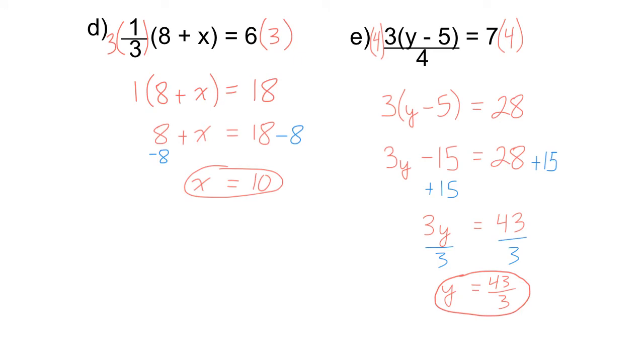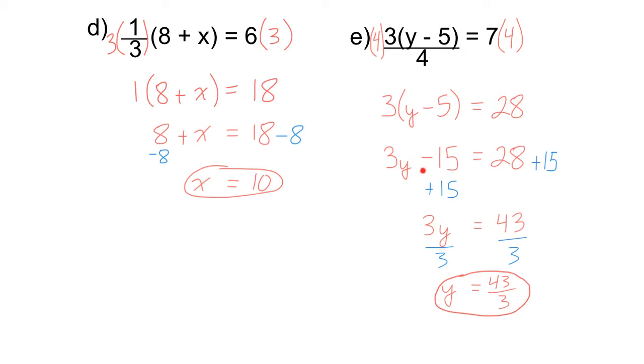For this next one, I have to start by eliminating the fraction, so multiply both sides by the denominator, the 4. These 4's cancel each other out, so I'm left with 3 times y minus 5 on the left. 7 times 4 is 28 on the right. Now I have brackets, so I have to eliminate the brackets by expanding. 3 times y is 3y. 3 times minus 5 is minus 15. So I have 3y minus 15 equals 28.